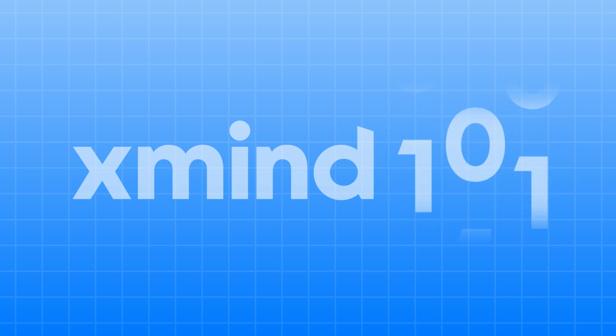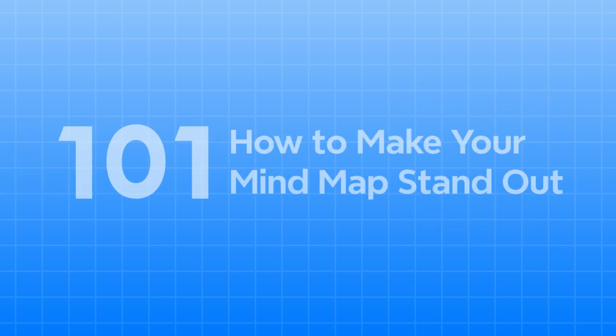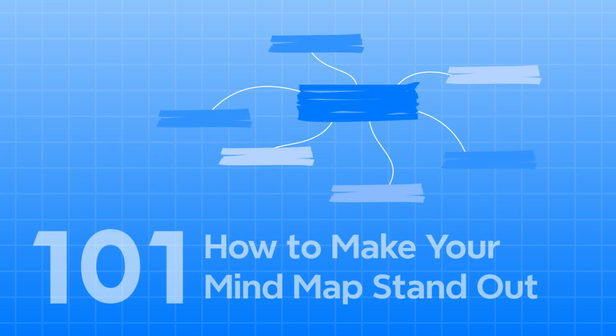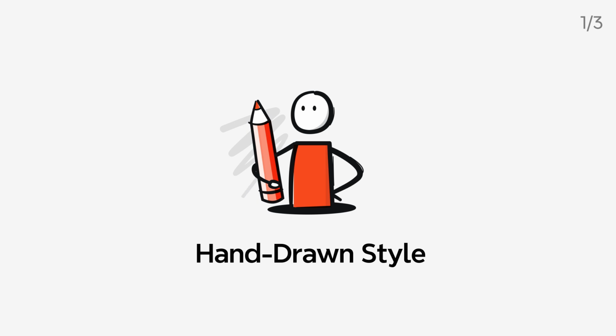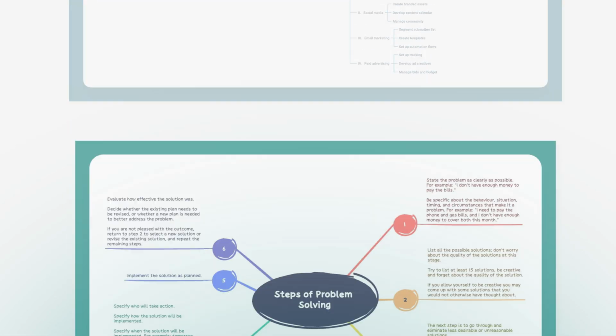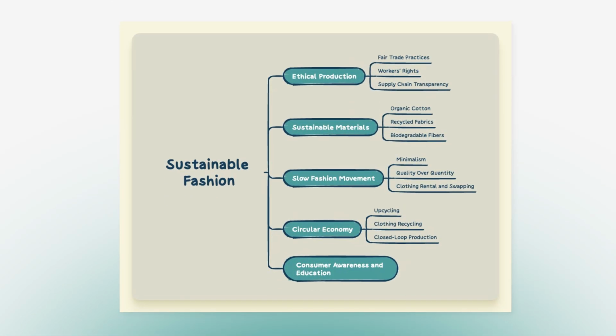Welcome to Xmind 101. In this episode, we'll highlight a few features that give your mind maps a fresh, stylish look and help them grab the right attention. Let's start with a hand-drawn style. It gives your mind map a relaxed, sketch-like vibe while keeping everything clear.